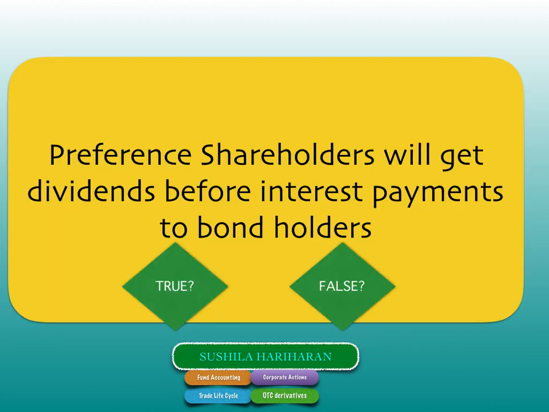Okay. The third question is, preference shareholders will get dividends before interest payments to bondholders. That's what they're called preference shareholders. Give your answer to this, because I need to know whether you've understood this video on what are preference shares. So is this true or is this false? At the time of payments, the preference shareholders will get dividends before the interest payment is made or after the interest payment is made.